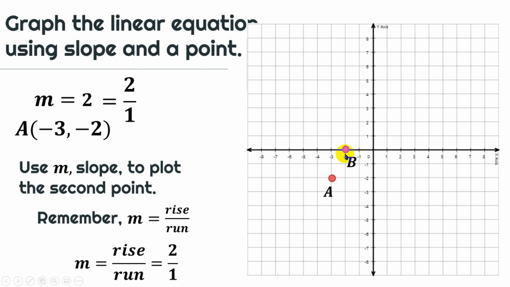Then, we have to draw a straight line passing through the 2 points and make sure to use a ruler so that the line we draw is surely straight. So, this is our first example given the slope and a point. Okay? Now, let's have our second example.